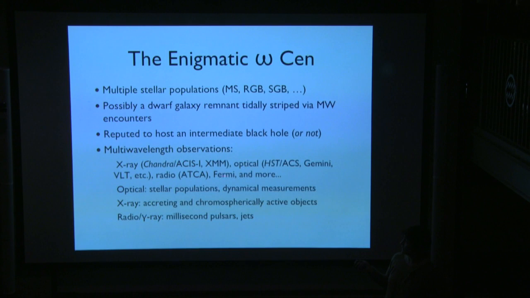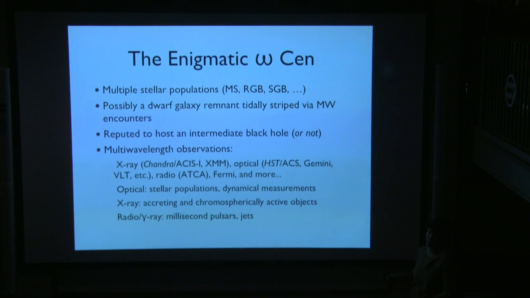There are many multi-wavelength observations, including those in the X-ray, which I'll be talking about today, Chandra, XMM. The HST data, I'll show you a very brief graphic of how that has been used to tile the cluster. We have nice radio data. Fermi's looked at Omega Centauri, et cetera. So we see multiple stellar populations and also get dynamical measurements out of the optical data. In the X-ray, what we're trying to trace is accretion, and when you're talking about the binary systems, you talk about both accreting and chromospherically active objects.